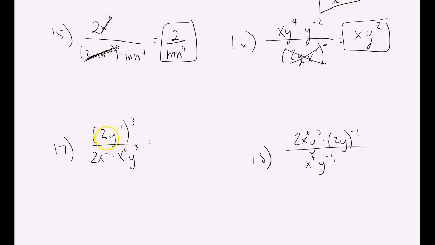They'll forget to do the 2. You need to do the 2 to the 3rd, and that's an 8. And then that would be y to the, now you multiply these two. So make sure you get that 2 to the 3rd and then y to the -3rd.